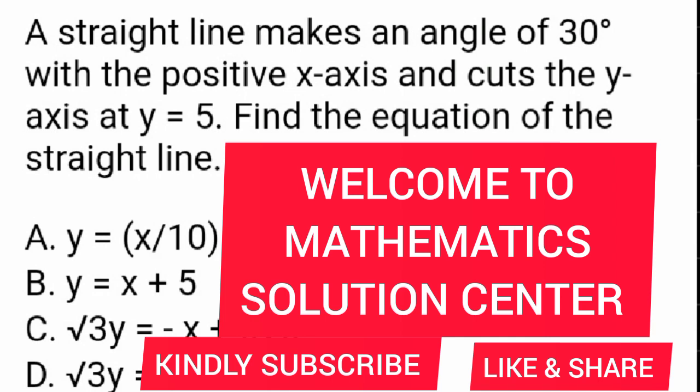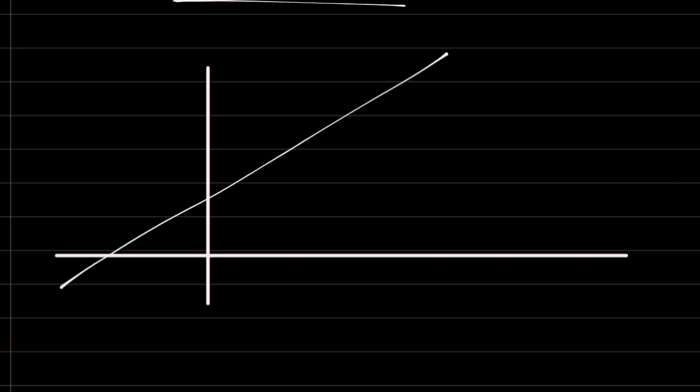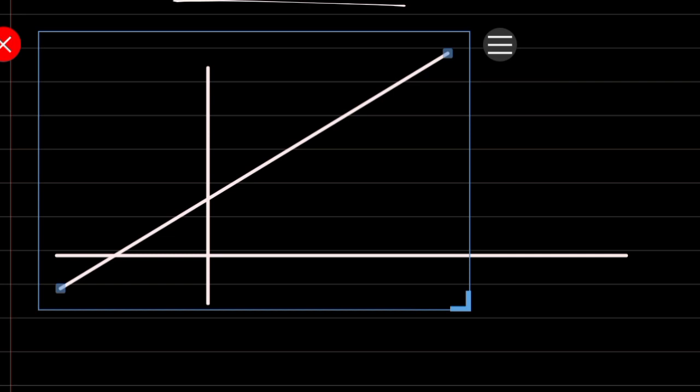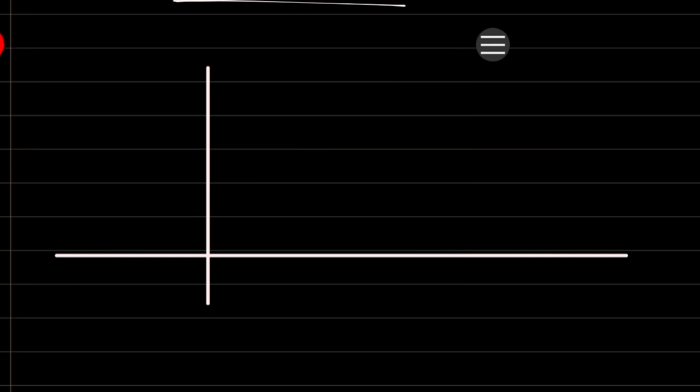Today, we are going to be looking at a question that says, a straight line makes an angle of 30 degrees with the positive x-axis and cuts the y-axis at y is equal to 5. Find the equation of the straight line. Let this represent our y-axis, and this is our x-axis. This is the line we are talking about that makes an angle of 30 degrees.